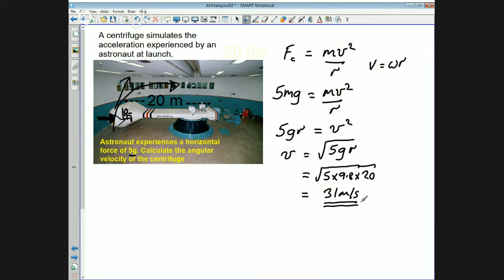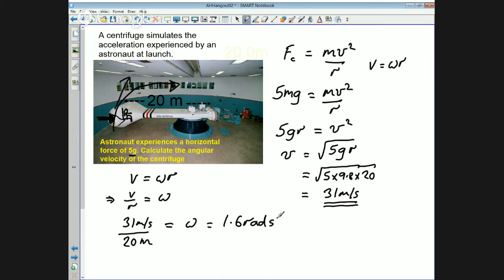So he's going to be travelling around tangentially at 31 meters per second. So what's the angular velocity? Well, we know from our equation v equals omega r that v divided by r is equal to the angular velocity. So 31 meters per second divided by the radius, 20 meters, and that's going to give us the angular velocity, which comes out to be about 1.6, or 1.56, radians per second.